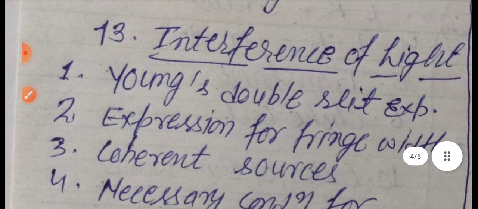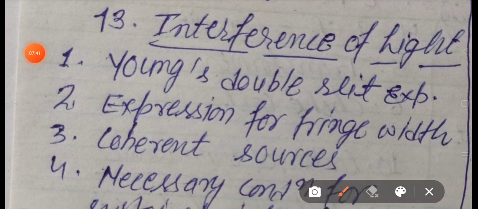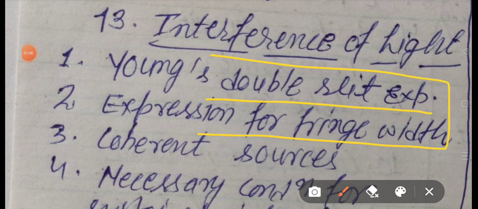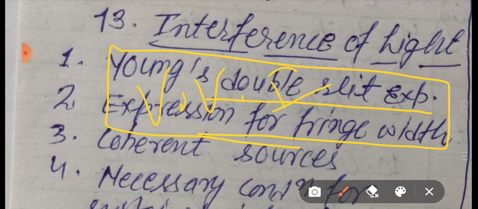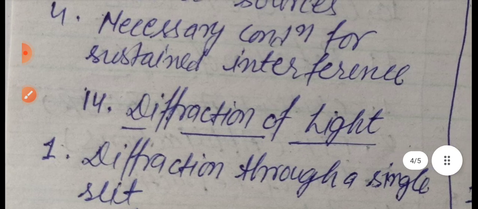Third point is interference of light. First is Young's double slit and second, expression of fringe width. These 2 points are very important in this chapter. Third, coherent sources and necessary condition for sustained interference.